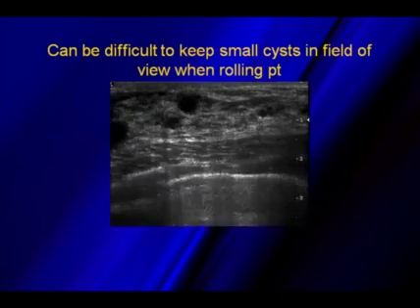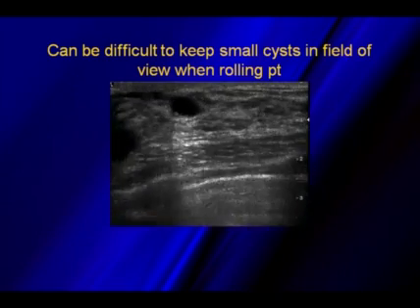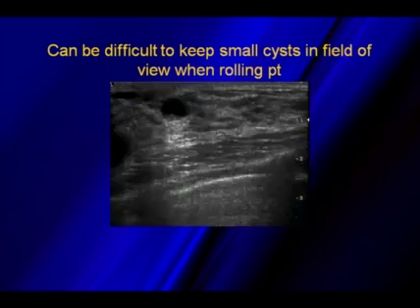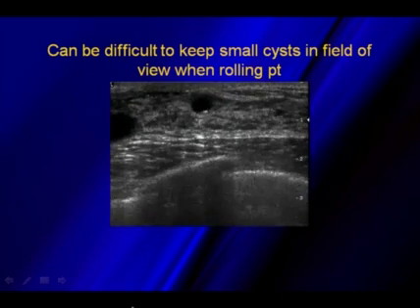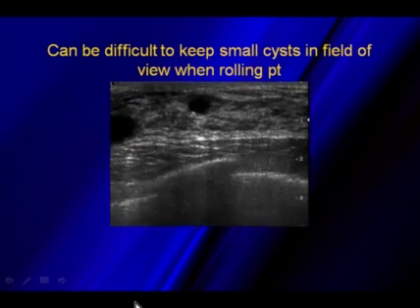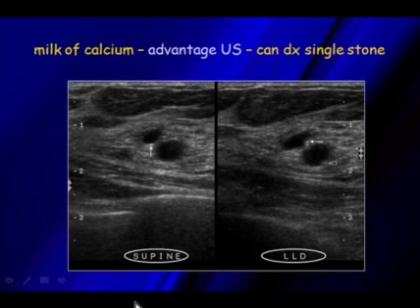It can be difficult to keep these small cysts in the field of view when you're rotating the patient, but you can see how, in moving this patient with a small cyst, there's the milk of calcium moving as the patient is rolling on their side. As mentioned already, the advantage of ultrasound is we can diagnose a single stone, and it's very common for us to see that on ultrasound.